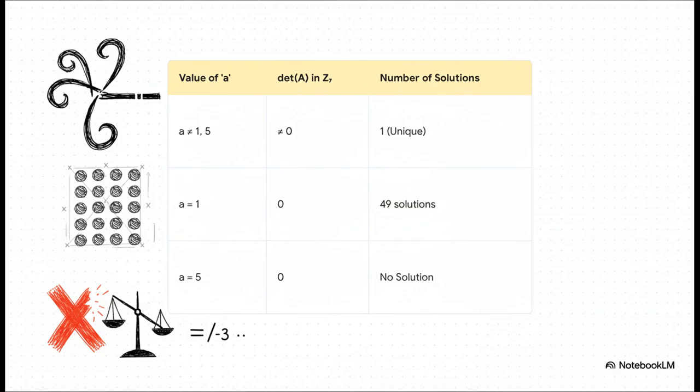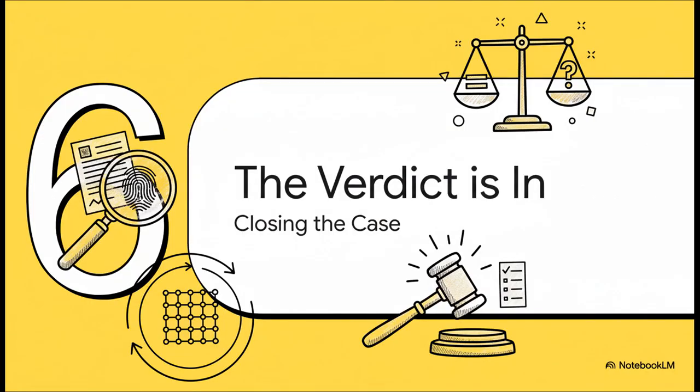This is pretty wild. For our first suspect, a equals 1, something crazy happens. All 3 equations basically become the same thing. So we have way more freedom. In fact, we end up with 7 times 7, that's 49 different solutions. But for our second suspect, a equals 5, the opposite happens. The equations start contradicting each other. It's like trying to prove that 0 equals 3. It's impossible. And that means for a equals 5, there is no solution. None.